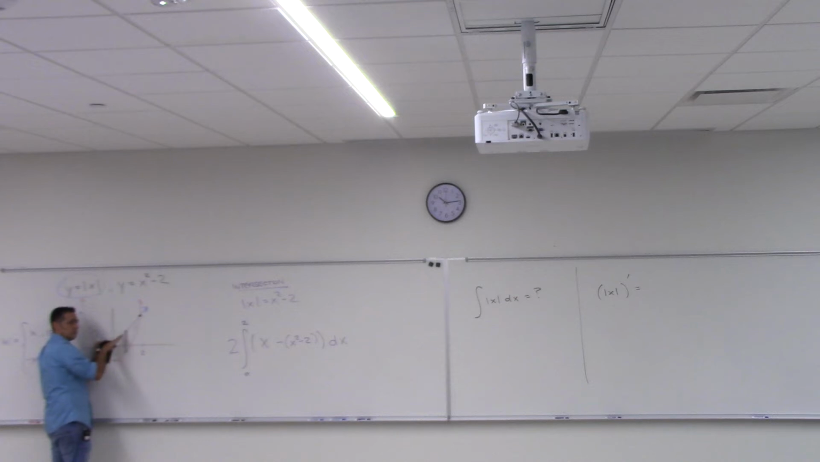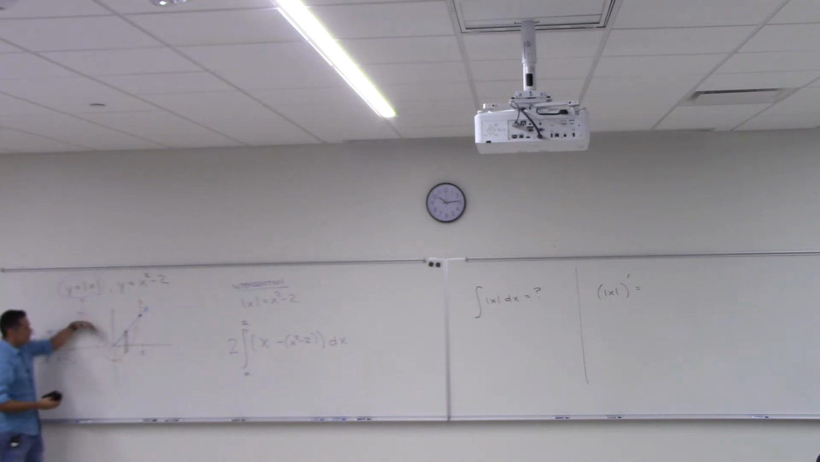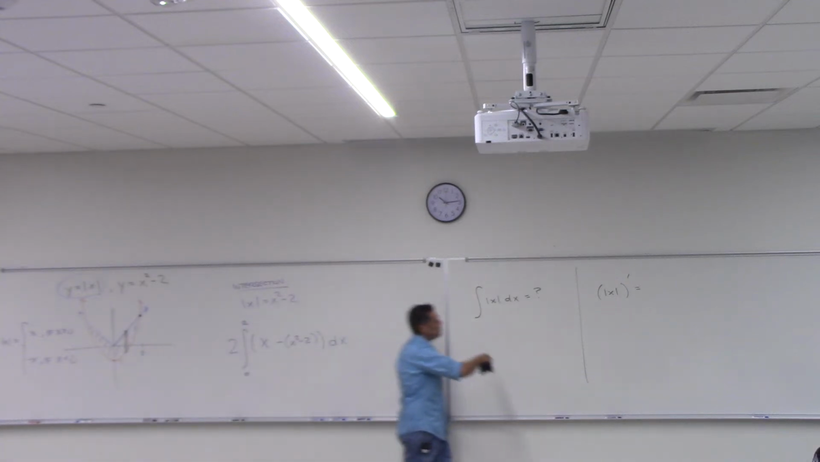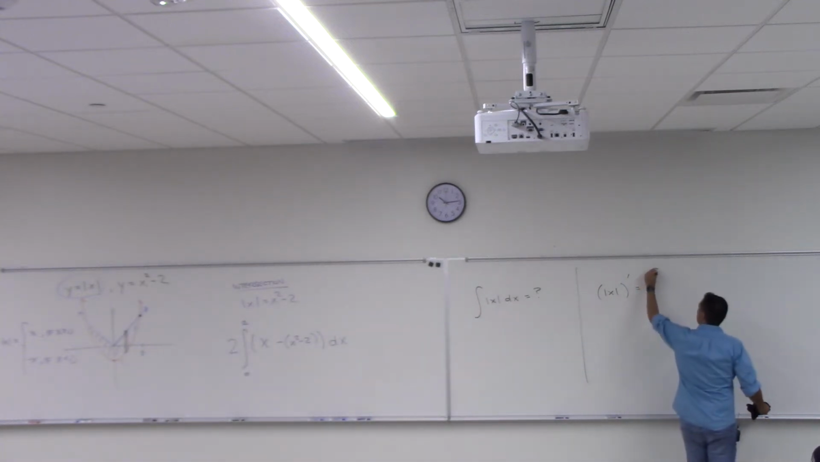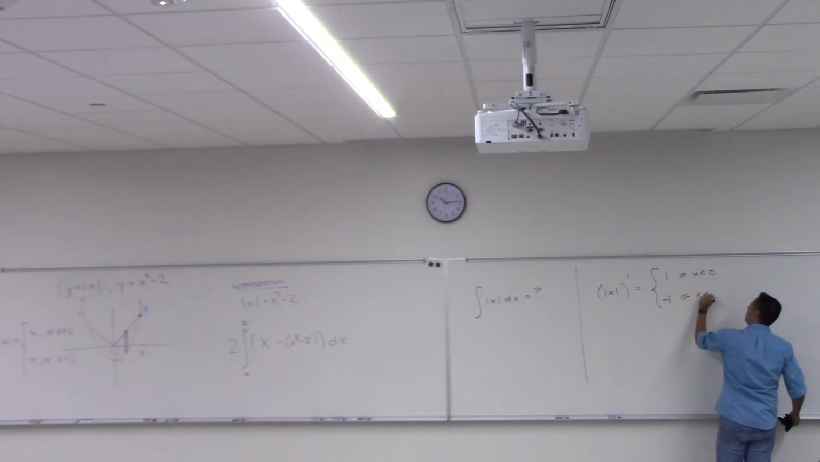The blue curve. What's the slope? Well, the function is x. What's the slope of that line? 1, right? And then over here to the left of 0, what's the slope of the blue line? Negative 1. So the derivative of the absolute value of x is equal to 1 if x is greater than or equal to 0, and negative 1 if x is less than 0.